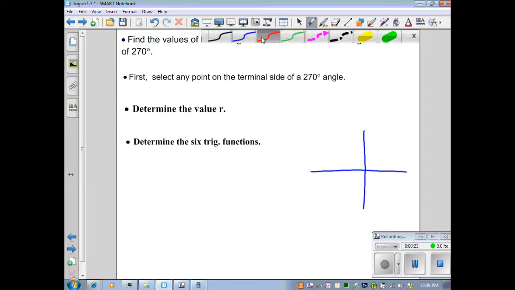Let's draw the initial side of our angle. It's in standard position, so we'll draw it on the positive x, and then we'll just go counterclockwise, 90, 180, 270 degrees. So my terminal side is going to fall on my y-axis. We need to select a point. We can select any point that's on my y-axis. Therefore, I do know that my x value is going to be 0, but I can select any point for y. The easiest one is going to be -1. So let's choose our point to be 0, -1.